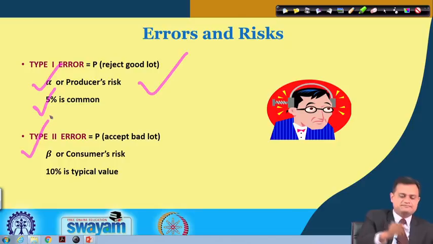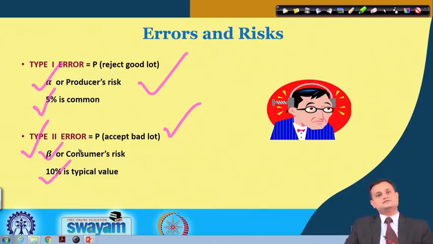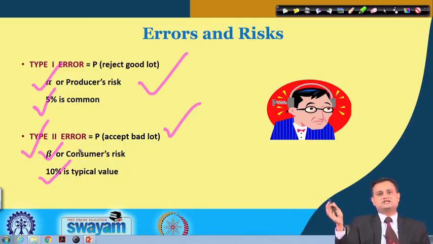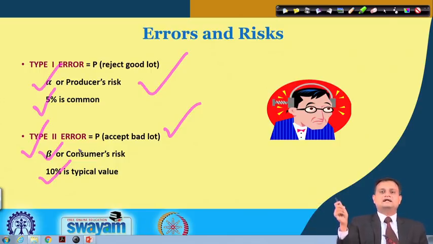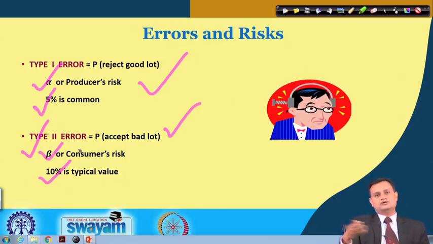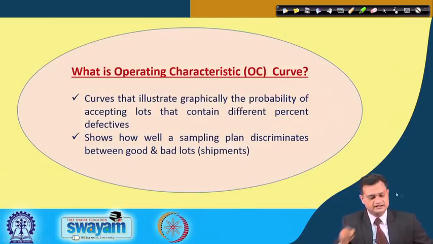Similarly, type 2 error is the probability of accepting a bad lot. So this is called beta or consumer risk, and 10% is a typical value when nothing is given. So 5% as producer risk is the standard value, 10% beta consumer risk is the standard value when nothing is given, and I would like to develop my acceptance sampling plan with this alpha and beta. So now let us move ahead.